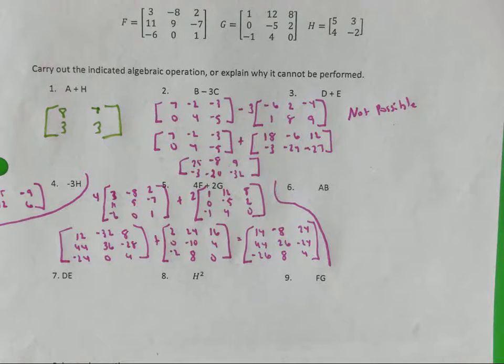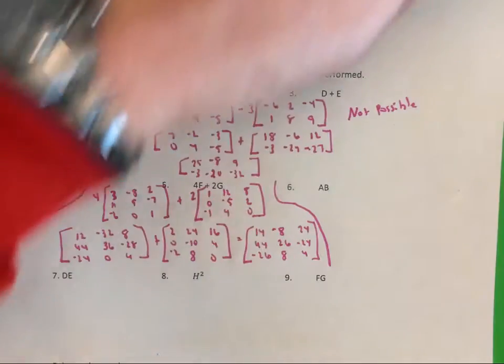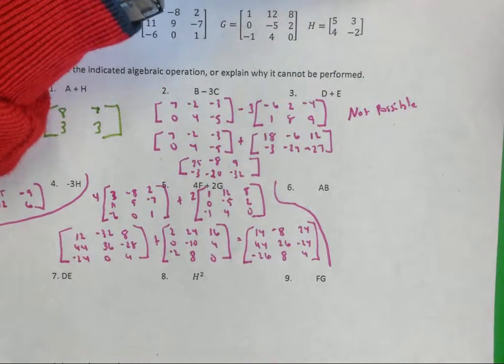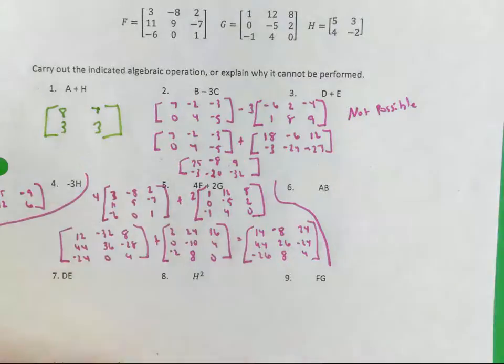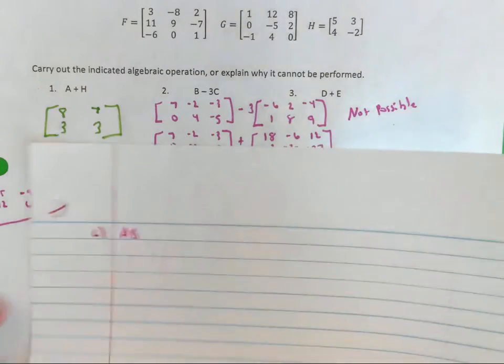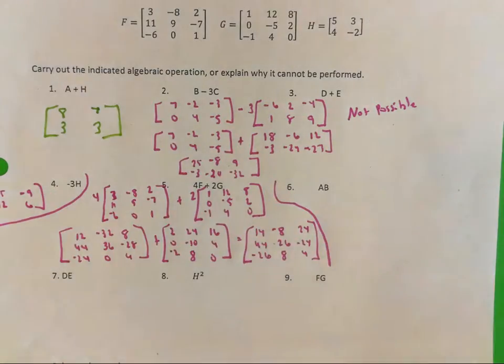Alright, number 6, you got AB. They're next to each other. So what operation does that mean? You might want to write this on notebook paper because you don't have enough room there. So I'm going to do A times B.